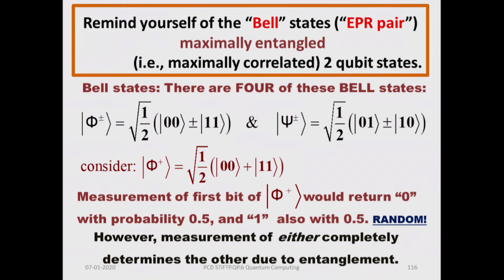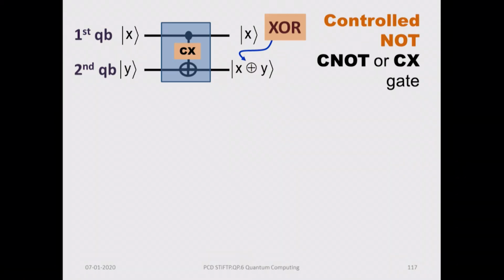So, this is a peculiar property of the Bell states, and this is now the representation of the control NOT gate, and now you understand the symbols and what they are doing to the control NOT operation, right.